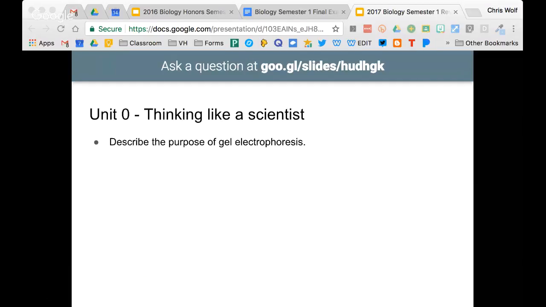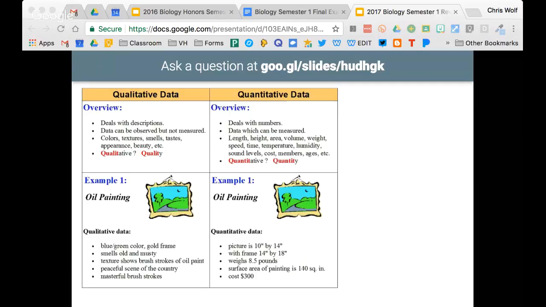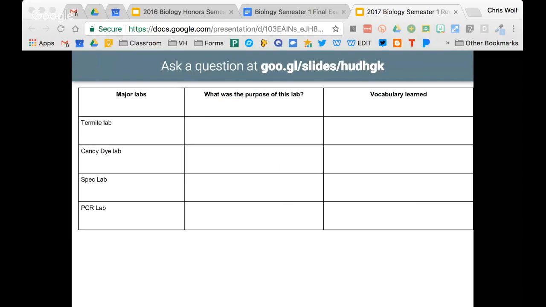Let's get going. Someone asked one question about the purpose of gel electrophoresis, so we'll definitely get into that. But I want to first talk about some of the labs we did. We have several labs in this first unit that set us up for the whole semester in terms of techniques and skills that we were trying to teach you.